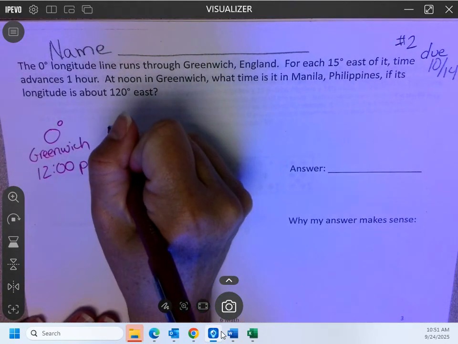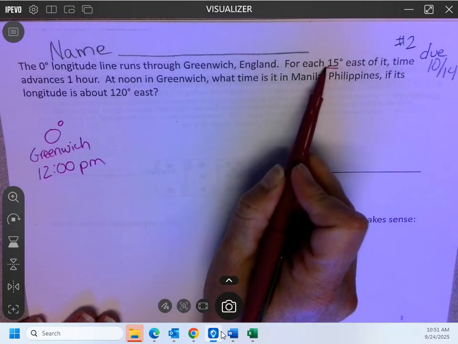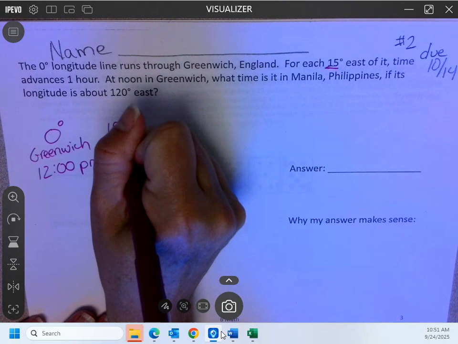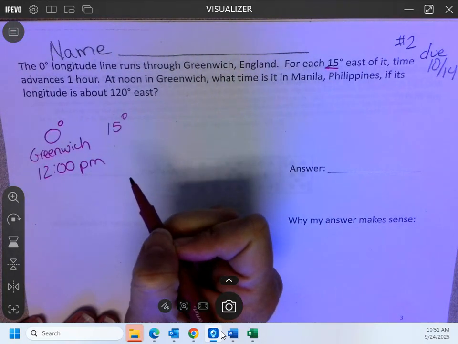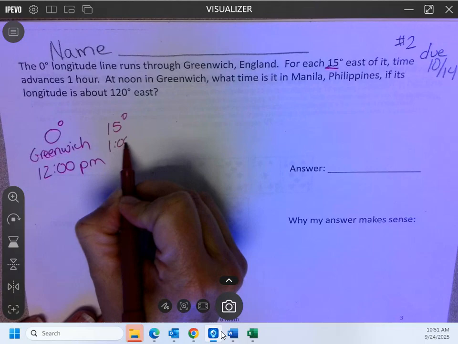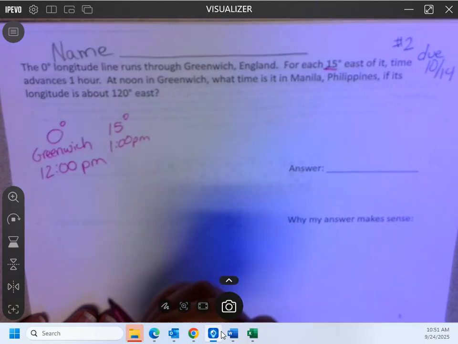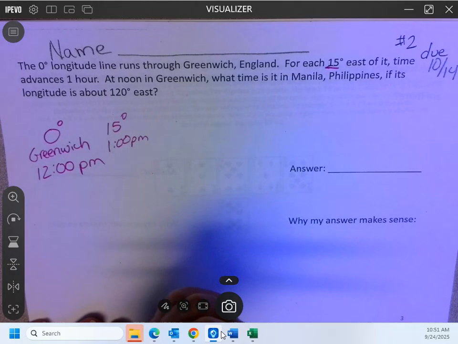So then we want to say, okay, we need to skip count by 15 degrees. What time is it going to be at the 15 degree mark? Jack? 1, because it advances 1 hour, p.m. It's important to have a.m.s and p.m.s listed so we have the correct time.